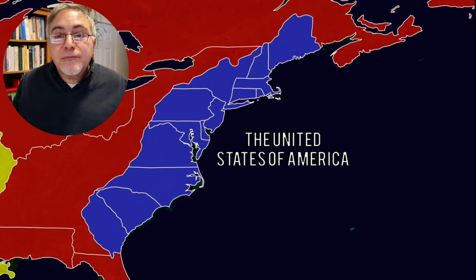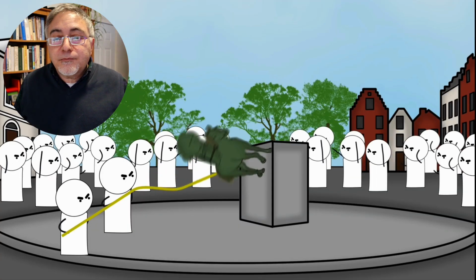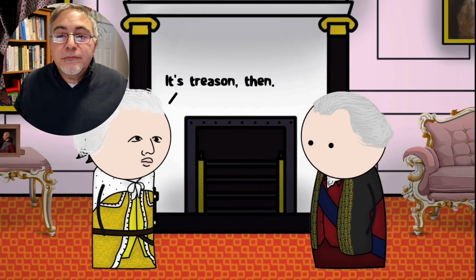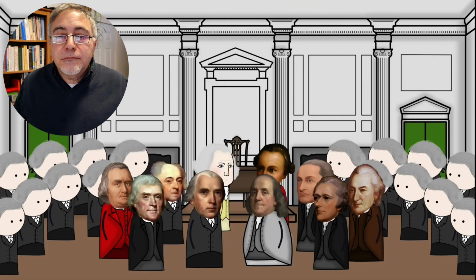There was no turning back now. The Americans tore down a statue of King George in New York and melted him down into 42,000 musket balls. To the British, it was treason. And if the king had his way, Washington and all of Congress would be hung. The past tense of hang is hanged, not hung.